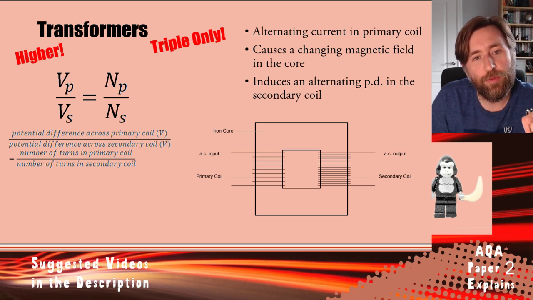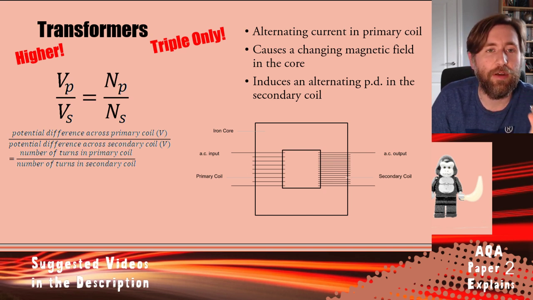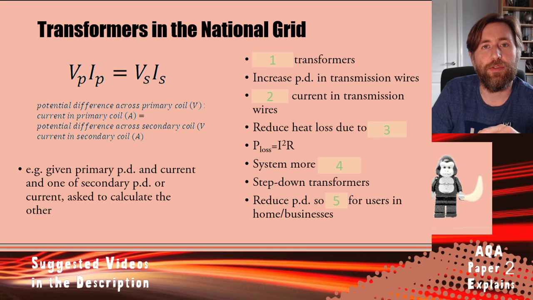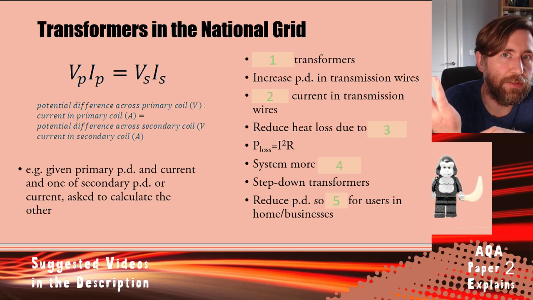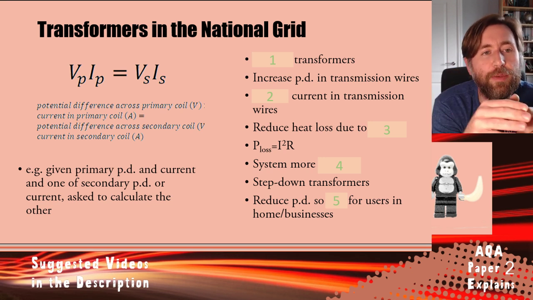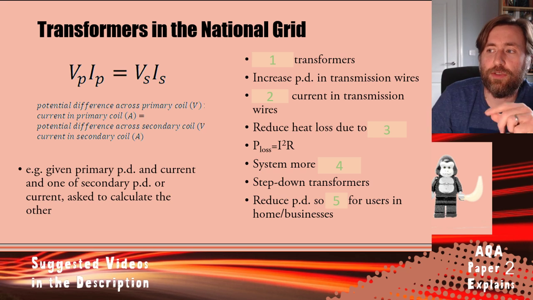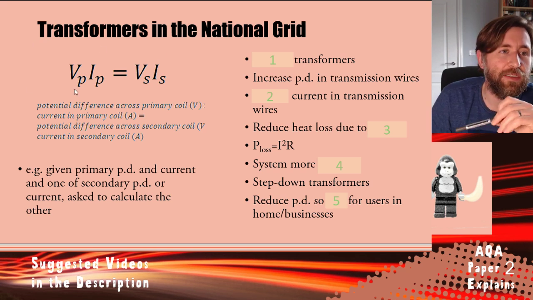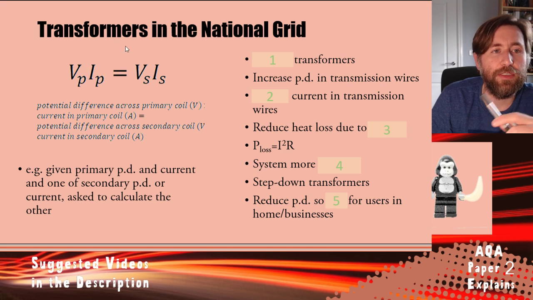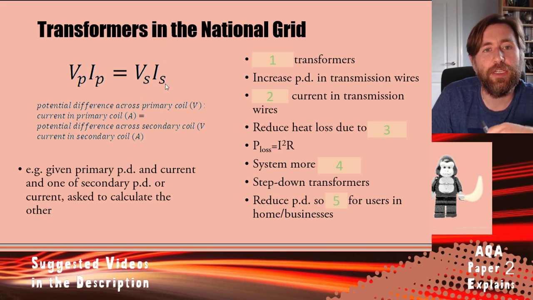So that one would be a step up transformer because there are more turns on the secondary than there are on the primary, meaning that the ratio is increasing voltages. Why would you want to increase the voltages in the national grid setting? Well, you use a step up transformer before you put the electricity into the national grid. And this is called the transformer power equation. It basically says the power on the primary, voltage times current on the primary, is equal to the power on the secondary, voltage times current on the secondary.